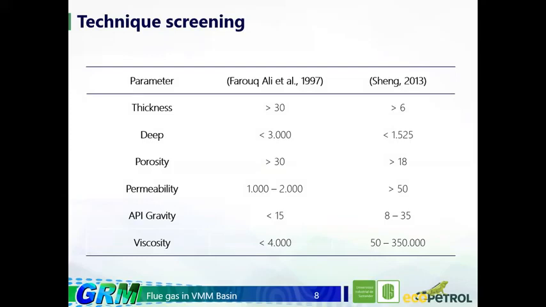So about the technique screening, for steam injection and cyclic steam stimulation, there are parameters, for example, the thickness, the depth, the porosity, permeability, API gravity, and viscosity. And this technique screening is applied, for example, in our country, Colombia, and its basin called Valle Medio Magdalena.